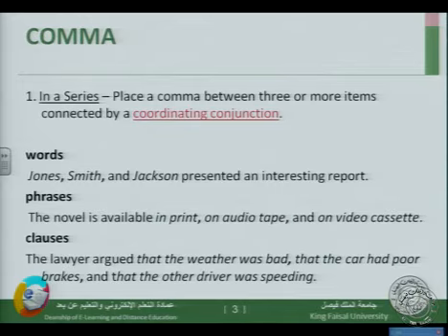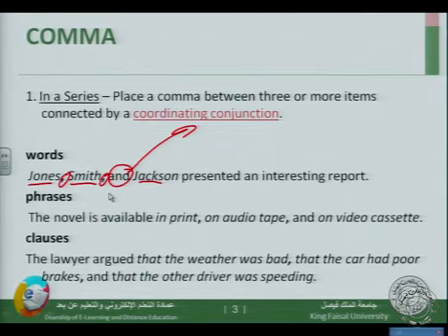In a series, we use a comma. Place a comma between three or more items connected by a coordinating conjunction. Notice, for example, the words John, Smith, and Jackson. This we call a series: more than two words, or maybe two phrases, or maybe two clauses. John, Smith, and Jackson presented an interesting report. Notice we place a comma between three words connected by a coordinating conjunction. This is the coordinating conjunction, and we put a comma between them.